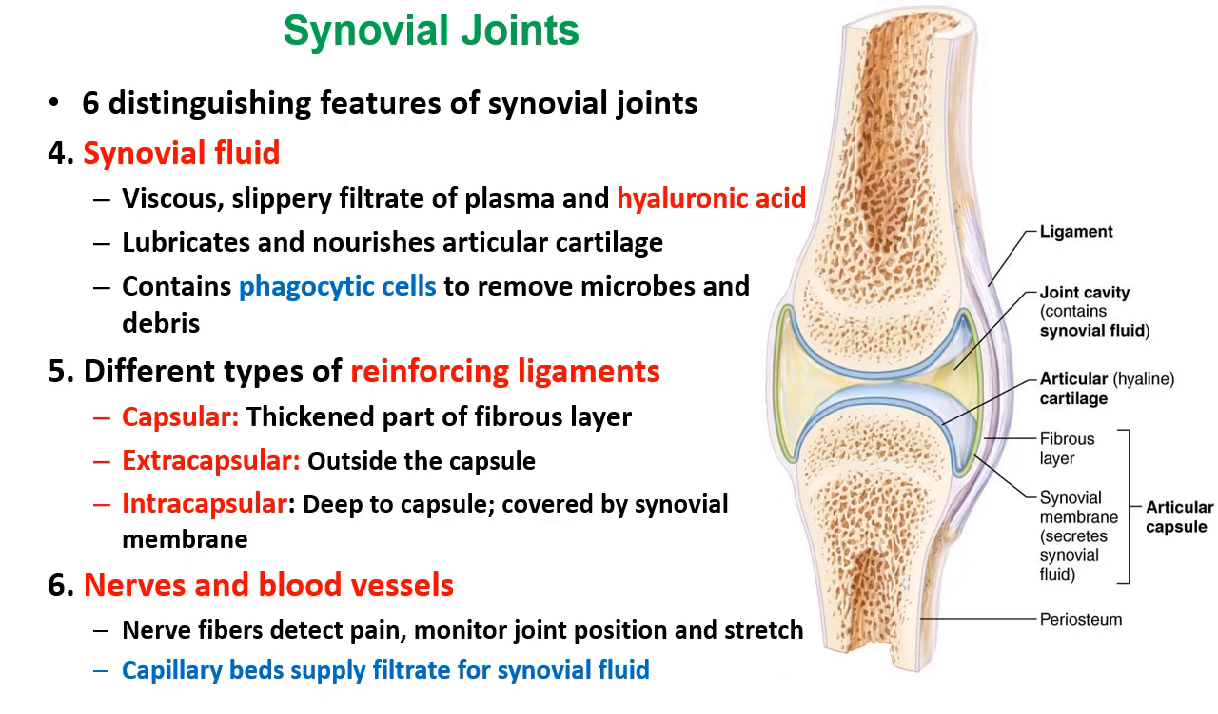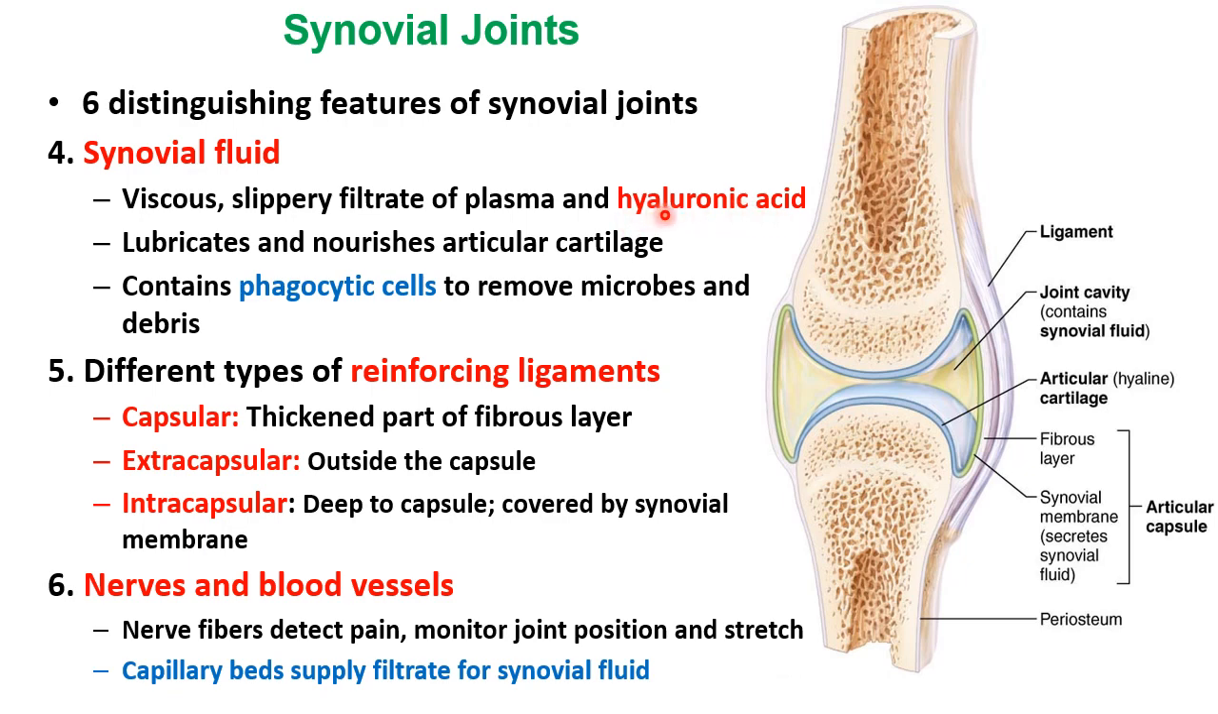Okay. Then, so we have 3 features. Now the 4th feature is the synovial fluid. Okay, so this is more like an egg white type of consistency. It's not really liquidy and it's not really like boiled egg white. So it's more like a jelly type of gooey egg white. So this is slippery and viscous, and a lot of it consists of this sugar type of polymer that is called hyaluronic acid.